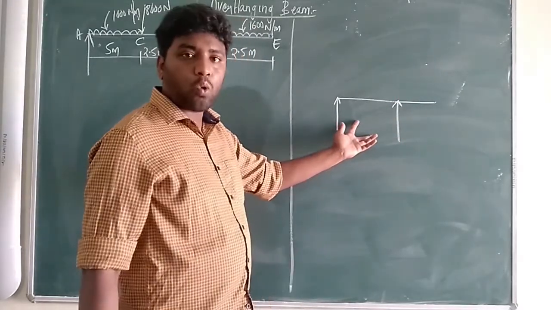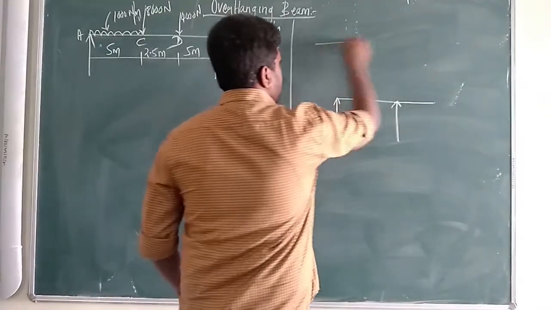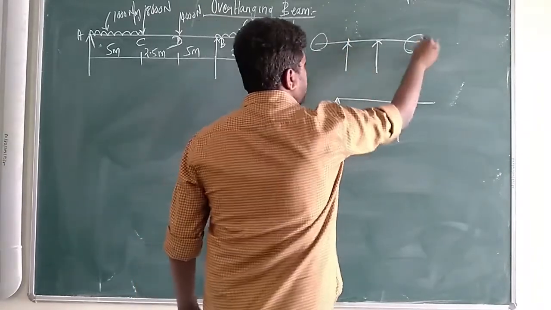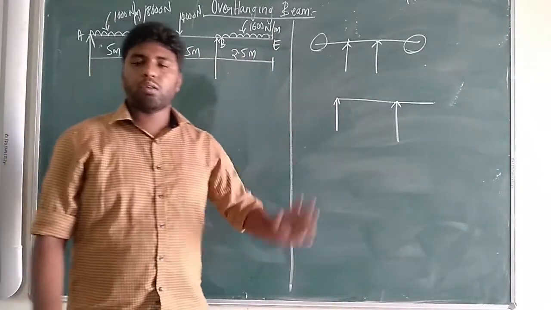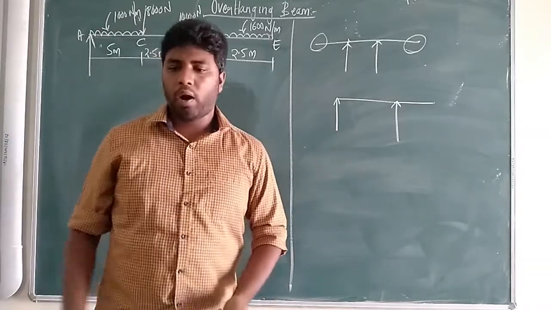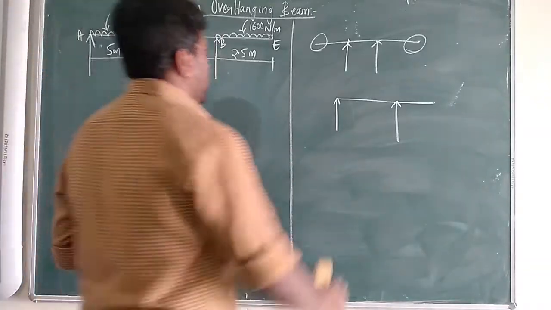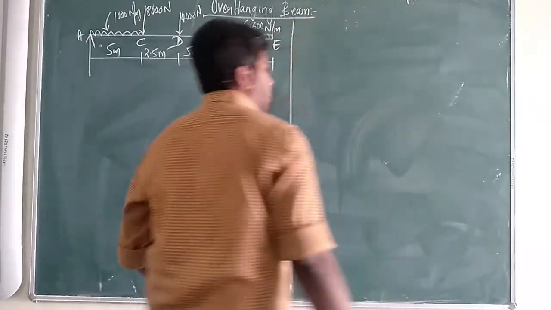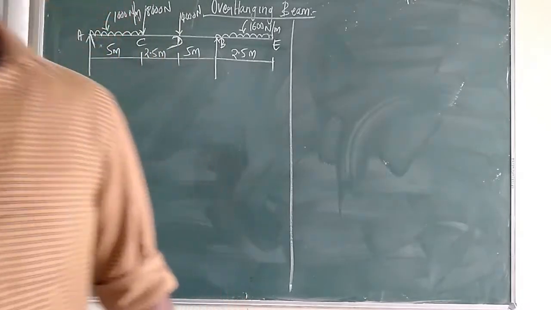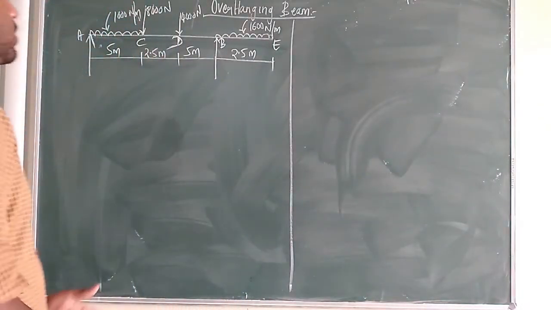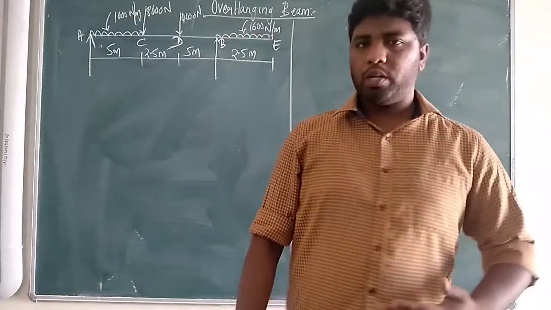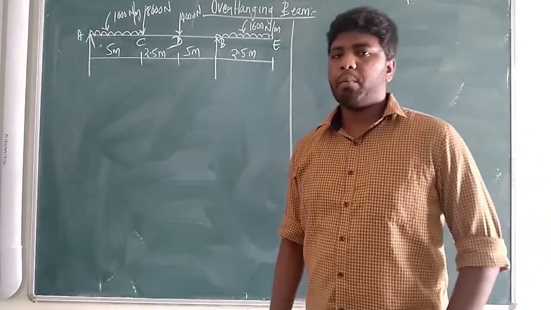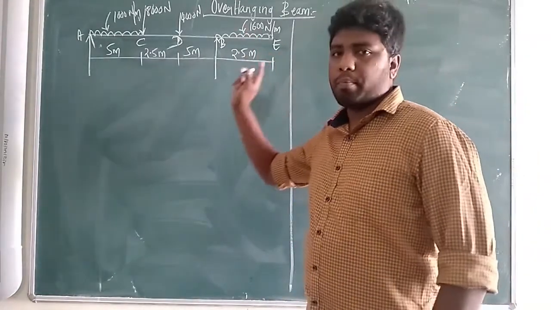We can also have two supports where both ends of the beam are extended beyond the supports. These are also called overhanging beams. I have already explained this in the introduction part of the shear force diagram, so you can please check that. In this lecture, I am going to teach you how to draw a shear force diagram and bending moment diagram for an overhanging beam.